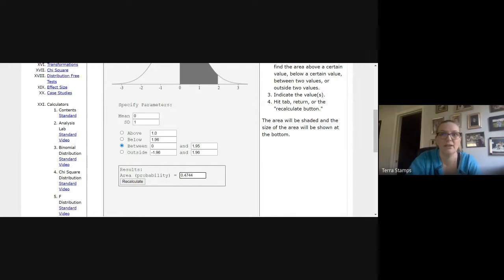There's my area, which is probability as well. The area under the curve is the same as the probability. That number is never going to be bigger than 1. If you want to change that to a percent, you would need to move that decimal over 2 places. So if Alex asks for a percent, you would need to say, okay, 47.44. Otherwise, you can just leave it as 0.4744.